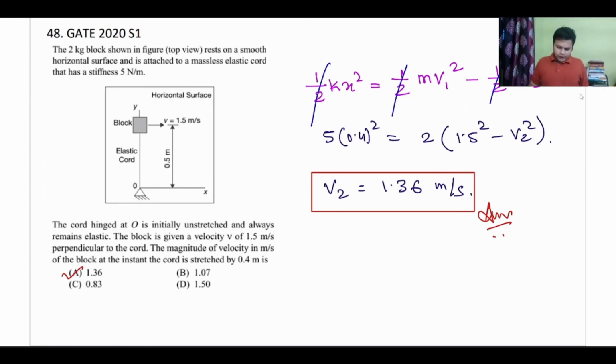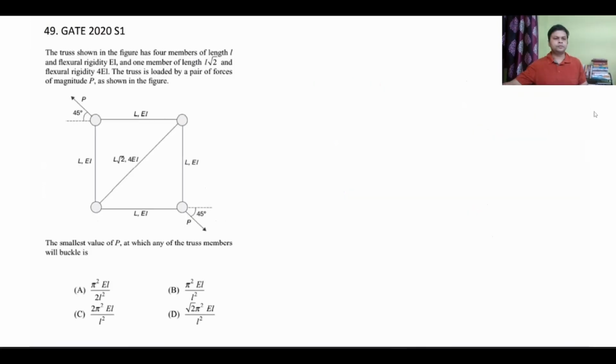Okay, let us go on to the next question. Question number 49. This is a very nice question. A truss shown in the figure has 4 members of length L and flexural rigidity EI, and 1 member of length L root 2 and flexural rigidity 4 EI. The truss is loaded by a pair of forces of magnitude P as shown in the figure. The smallest value of P for which any of the truss members will buckle is.